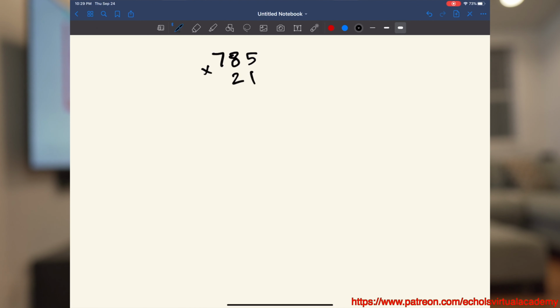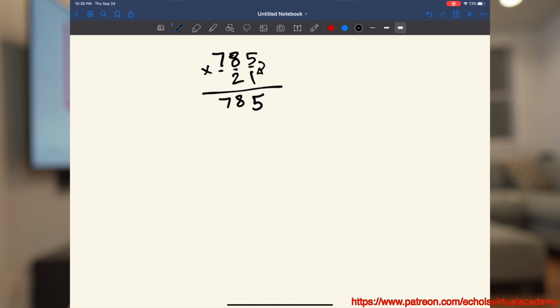After that, you go by place value. So the first thing you want to do is multiply everything by your ones place. So 5 times 1 is 5. 8 times 1 is 8. 7 times 1 is 7. Next, you multiply everything times your tens place, which is your 2.